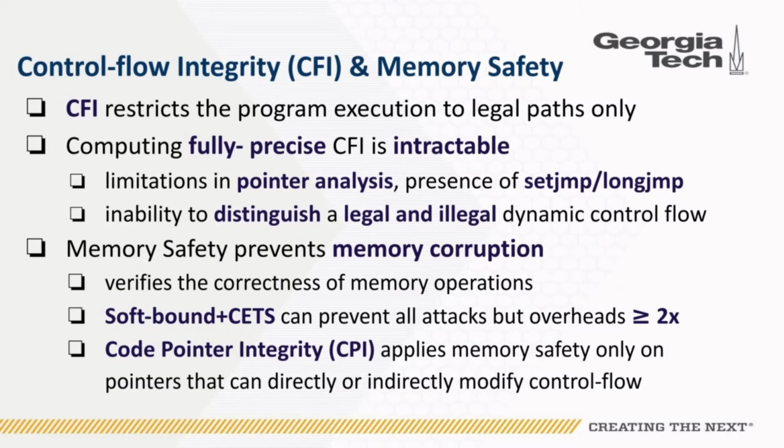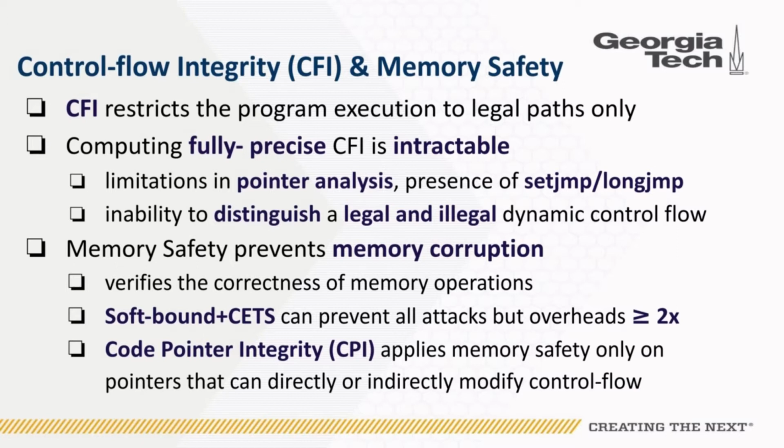CFI is a mechanism that attempts to restrict the program execution to legal paths only. However, computing a fully precise CFI is intractable because of limitations in pointer analysis, presence of setjmp and longjmp, and mostly the inherent inability to distinguish between a legal and illegal dynamic control flow.